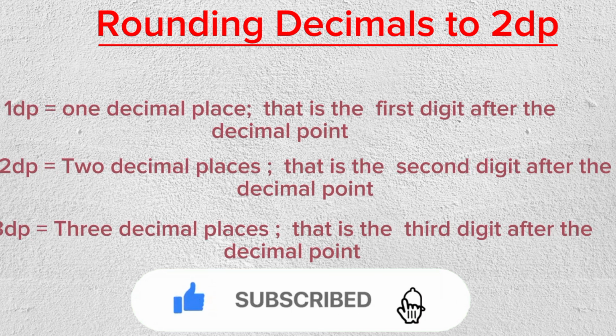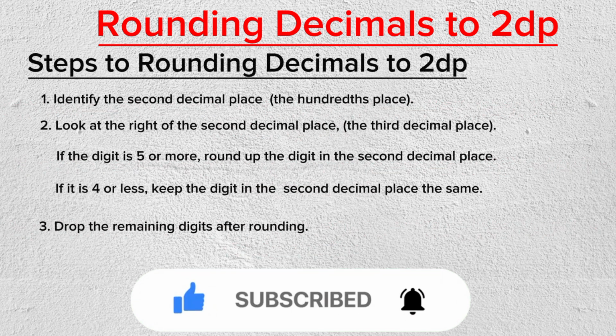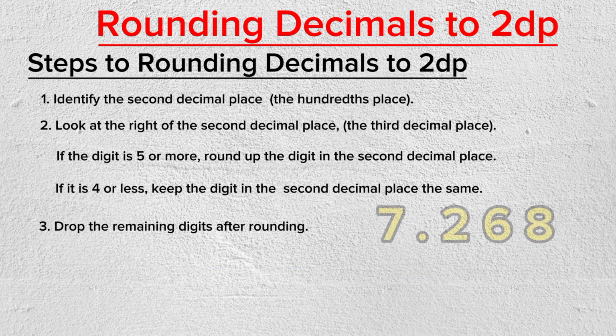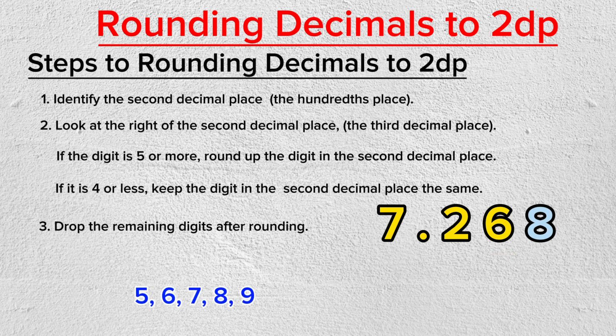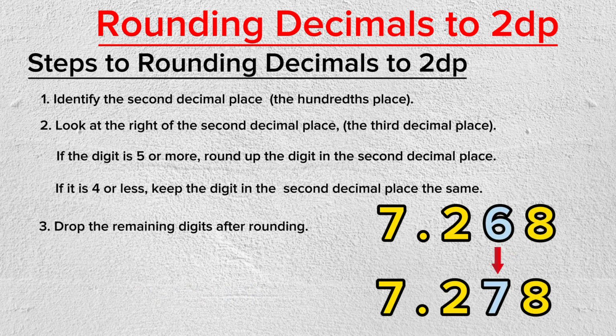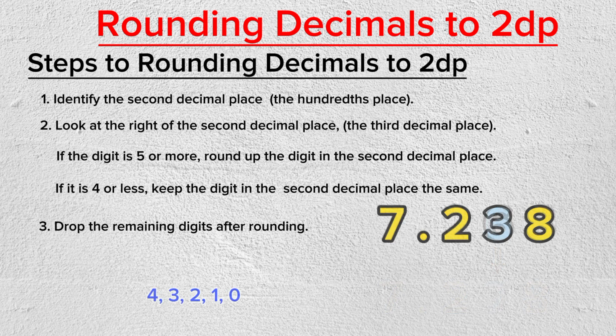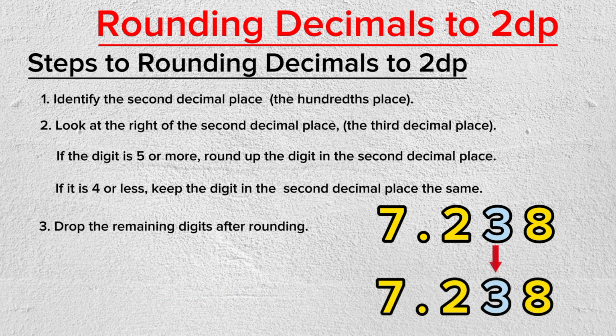Here are simple steps to round decimals to 2dp. 1. Identify the second decimal place, the hundredths place. 2. Look at the right of the second decimal place, the third decimal place. If the digit is 5 or more, round up the digit in the second decimal place. If it is 4 or less, keep the digit in the second decimal place the same. 3. Drop the remaining digits after rounding.